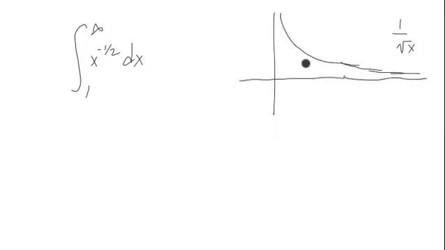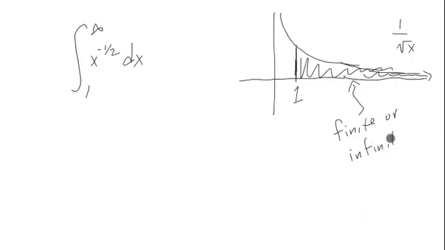So the question is, if we find the area from 1 onward like this, is the total amount of area here under the curve, is that area finite or infinite? It does happen sometimes that the area under a curve, even though we're going out forever, happens to be finite. That has to do with a situation like this.